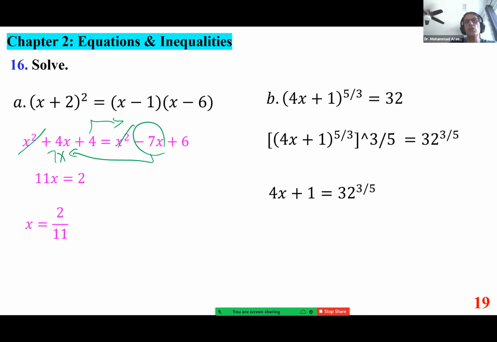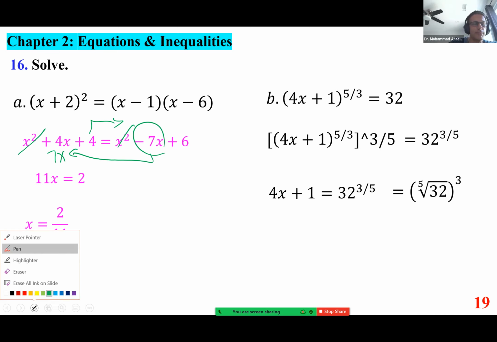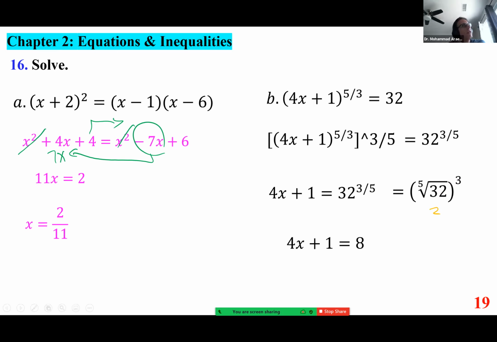Now, what is 32 to the power of 3/5? Is the 5th root of 32 to the 3rd power. So write it this way. And I hope you remember, this is obviously 2 and 2/3 becomes 8. This is 2. 2 to the 3rd power is 8. Subtract the 1. And you get 7 divided by 4.